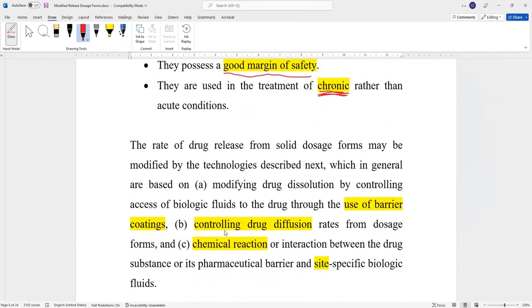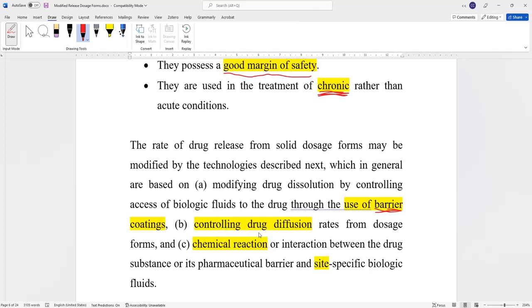Okay. طيب, how can we achieve what we talked about before, اللي هو based on time, based on course, based on location? What are the technologies available? اللي هو, one, the use of a barrier, a coating barrier. يعني we coat the drug. So the body fluid does not have access to the drug immediately or easily.